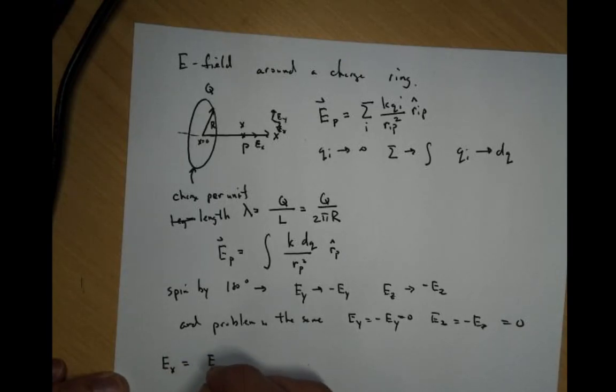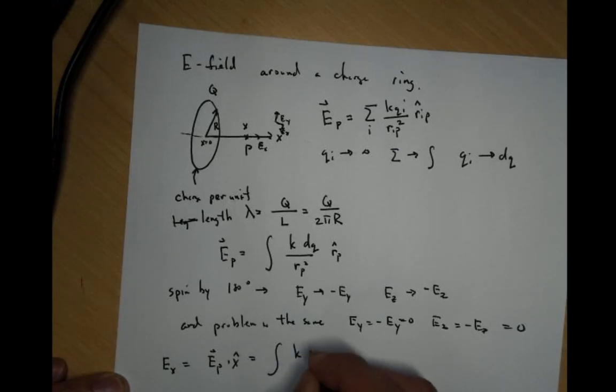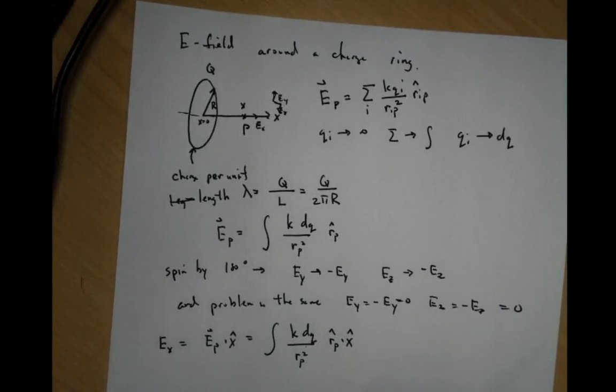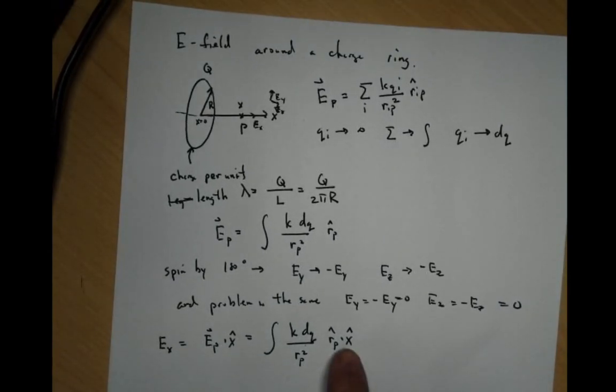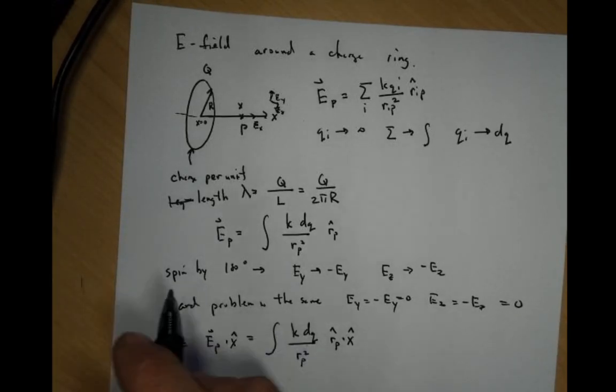That's just E at P dotted with the x hat direction. So that's just going to be equal to the integral of k dq over r_P squared, r_P hat dotted with x hat. All right, so I need to compute this quantity here. Now I write it like this basically because it turns out to be much simpler this way. You'll see why in a second. So let's go back to this thing again.